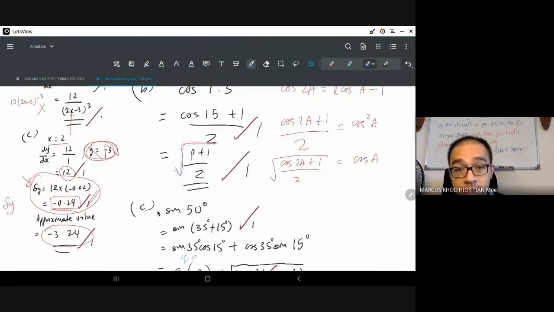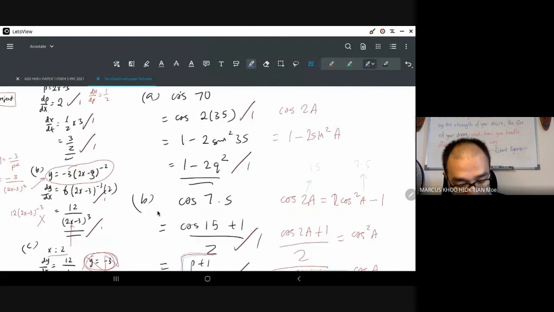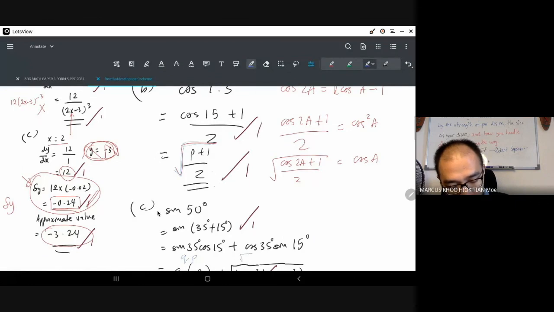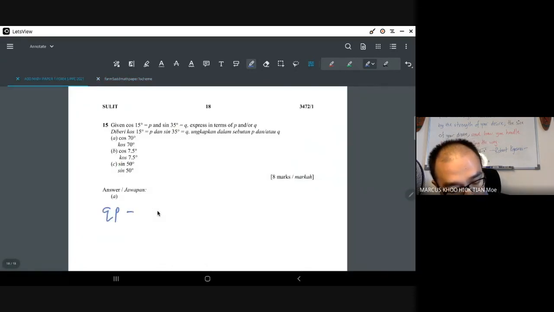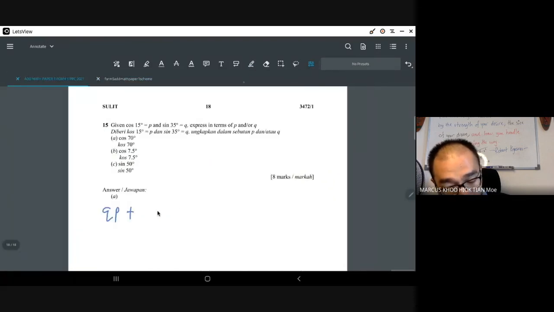Now, cos 35 is where it gets complicated lah. Cos 35 is the square root of 1 minus Q squared. Okay, sin 15 will be the square root of 1 minus P squared. Okay, QP plus or minus? Plus. Okay, plus square root of 1 minus Q squared times square root of 1 minus P squared.